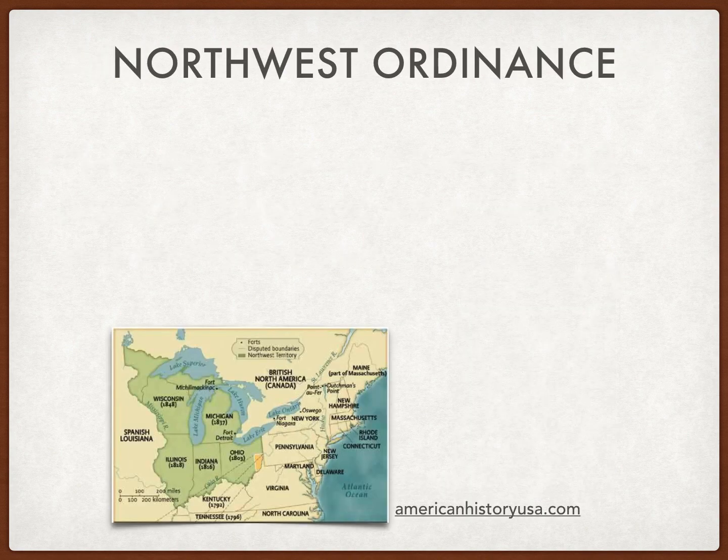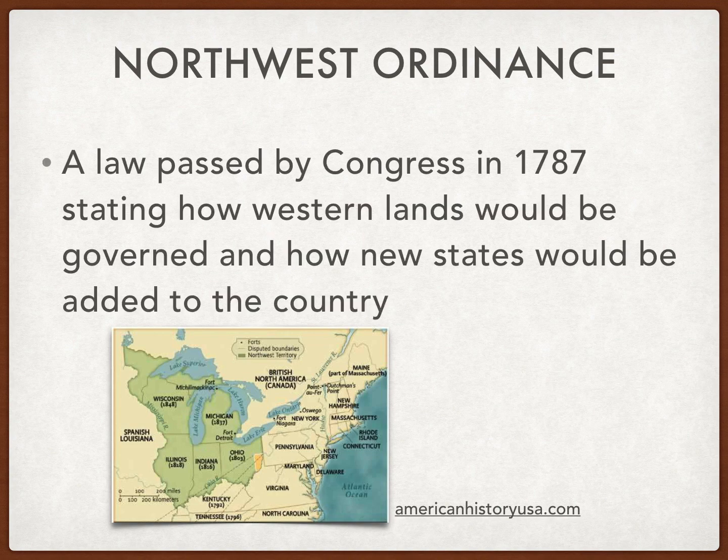The second is the Northwest Ordinance. The Northwest Ordinance was a law passed by Congress in 1787, stating how Western lands would be governed and how new states would be added to the country. So we know we had the original 13 colonies, but in the picture here you see the green area. Those were areas that we very quickly started moving into. And the Northwest Ordinance was a law that gave us a process for how we are going to add states to our country.